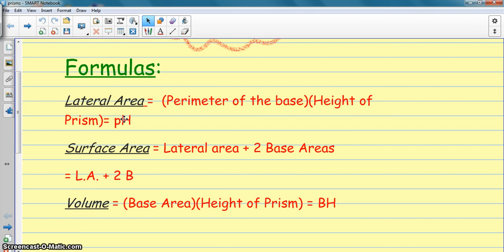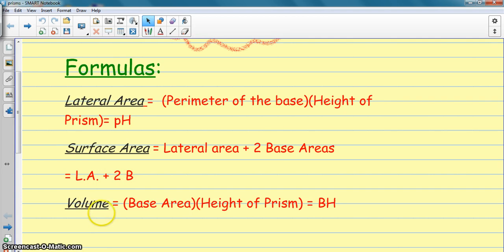The surface area of a prism is the sum of all the faces and all the bases. So it is the lateral area from above plus two base areas because a prism has two bases. In variables, it is lateral area plus two capital B's.